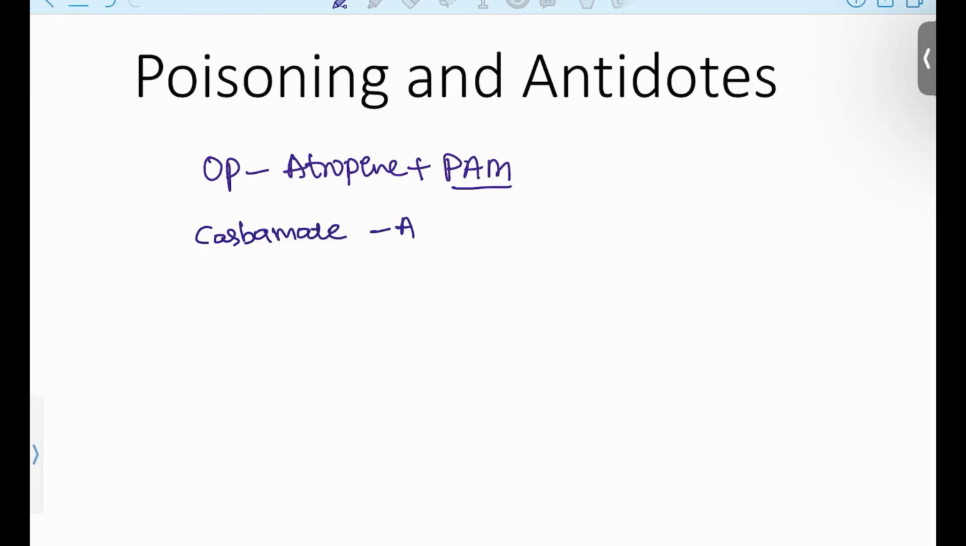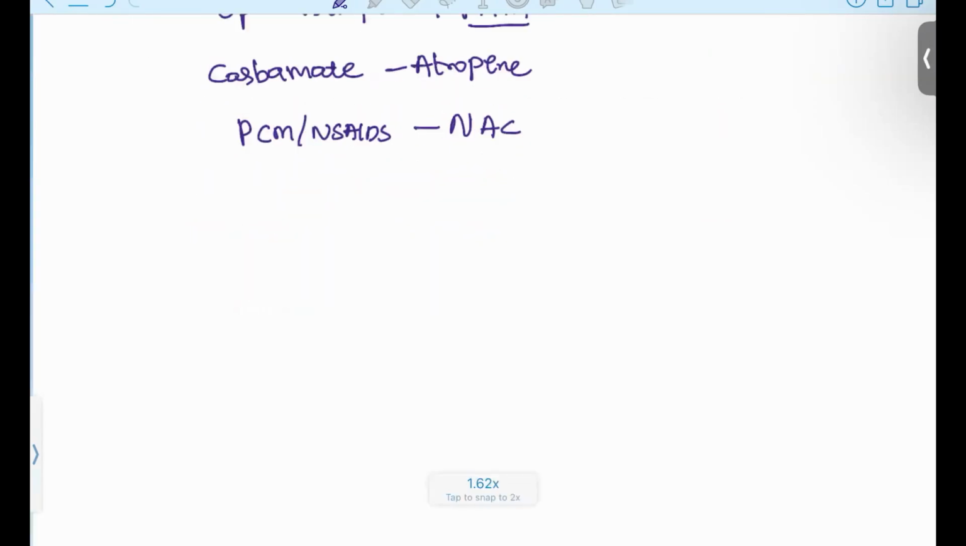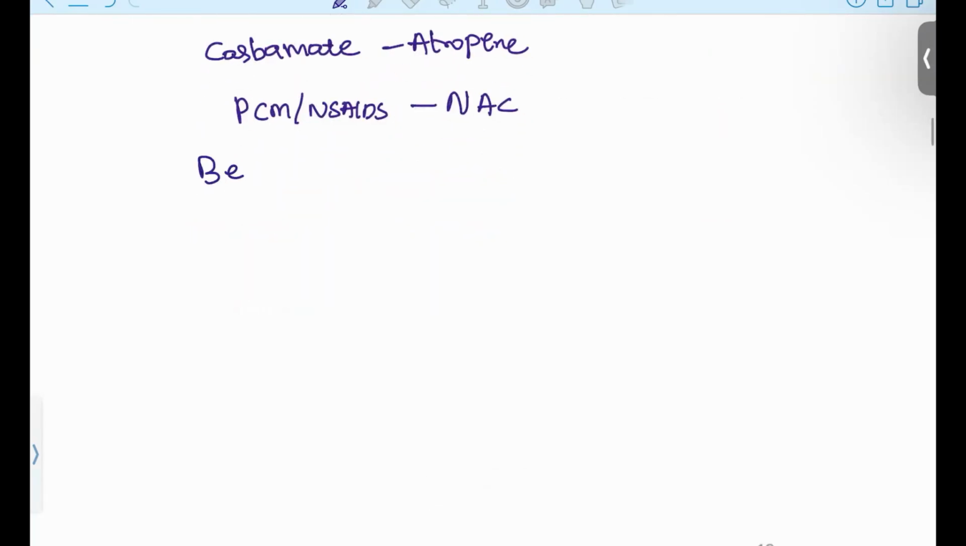At least we can give the patients atropine as the drug of choice. For patients taking paracetamol or NSAIDs toxicity, we can give N-acetylcysteine as the drug of choice. Patients taking benzodiazepines, like diazepam and all these drugs, what can we give? Flumazenil can be given.